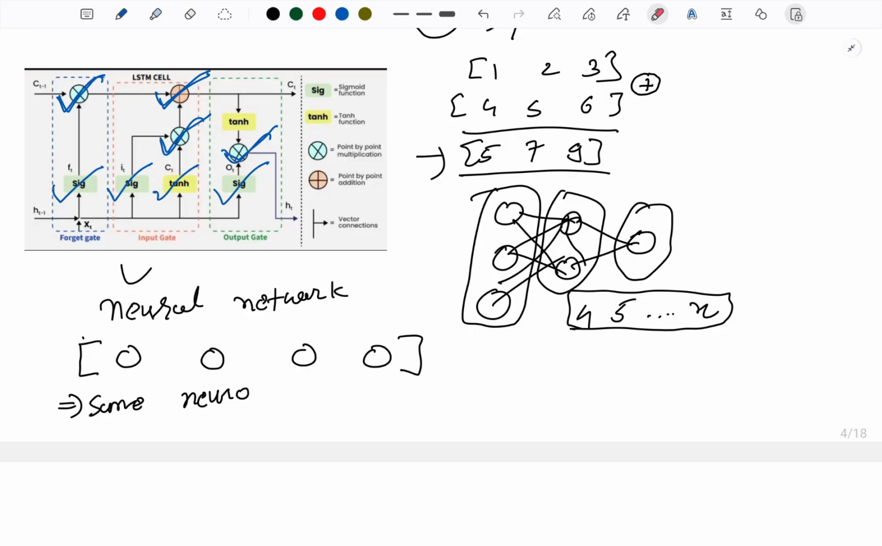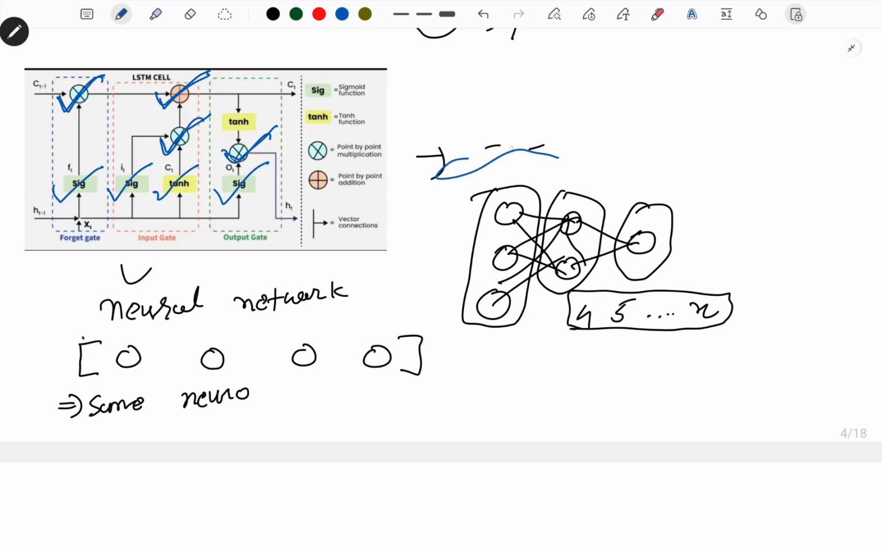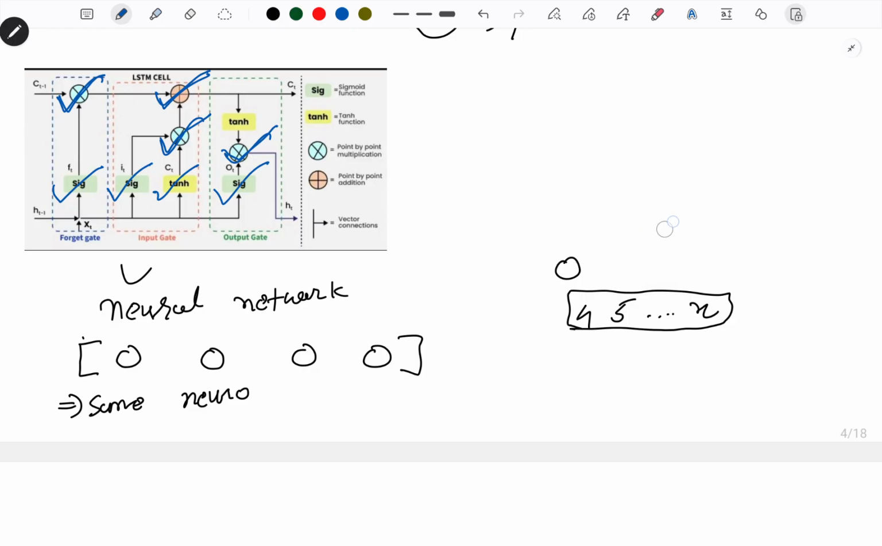I hope till this point everything is clear to you. Now let's discuss some of the important points in this. Firstly, I erase all the things here.